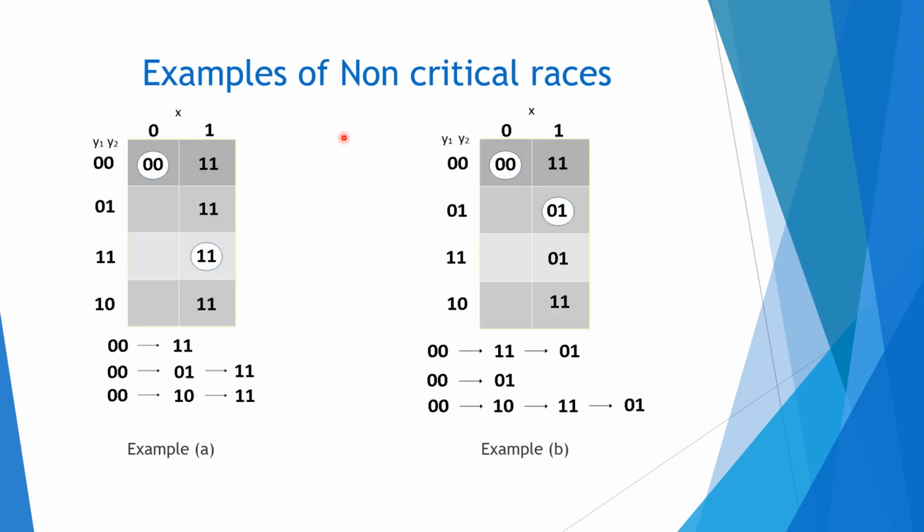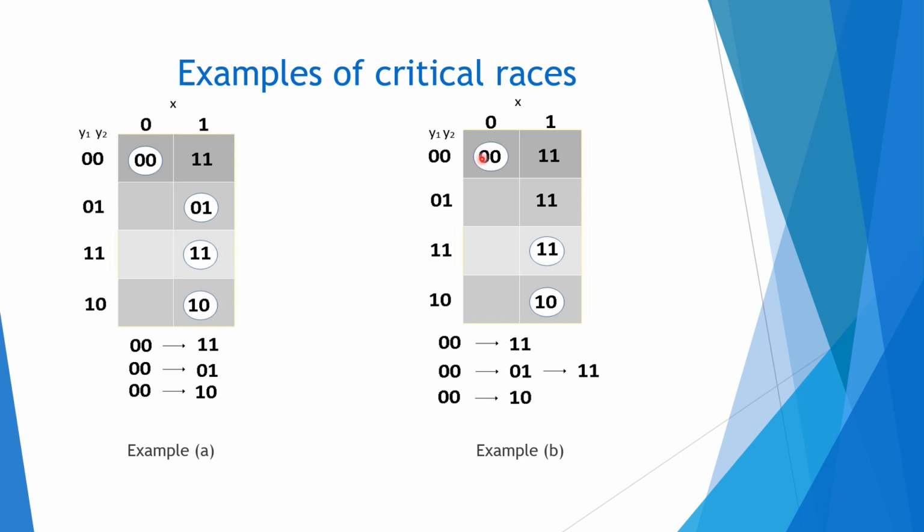So this is an example for non-critical race. So this is a transition table of some circuit, and here you see there are stable states 0, 0 and 1, 1, and there are some intermediate changes also, but the final stable state is the same here. So it is a non-critical race. Here again in this transition table there are state transitions, but the final stable state is the same.